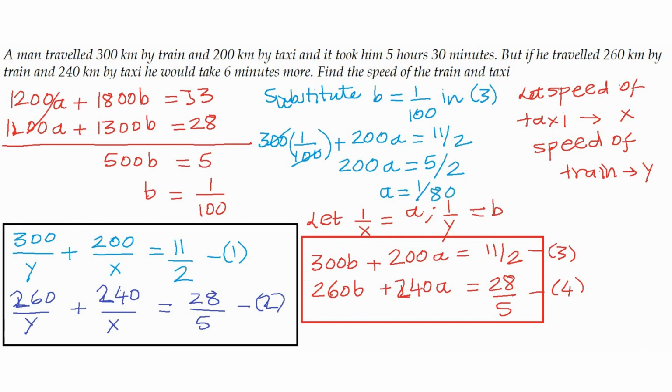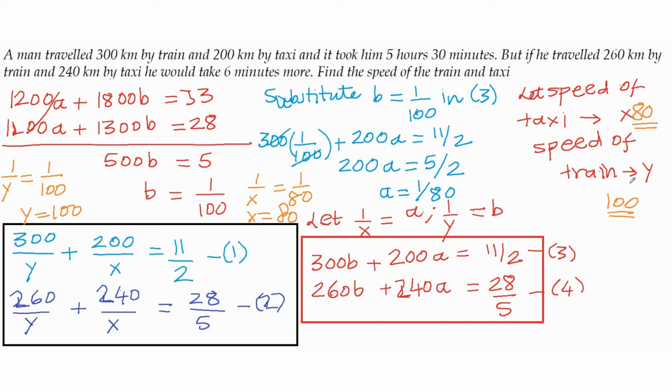So the value of b is 1 by 100, and b is nothing but 1 upon y. So I get 1 upon y is equal to 1 upon 100, which means y is equal to 100. Similarly, a is 1 upon 80, a is 1 by x. So 1 by x equals 1 by 80, which means that x equals 80, right? And therefore, the speed of the taxi is 80 kilometers per hour and speed of the train is 100 kilometers per hour. So this is how we found the speeds of both train and taxi.